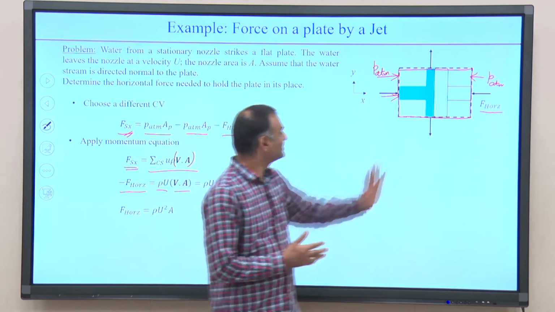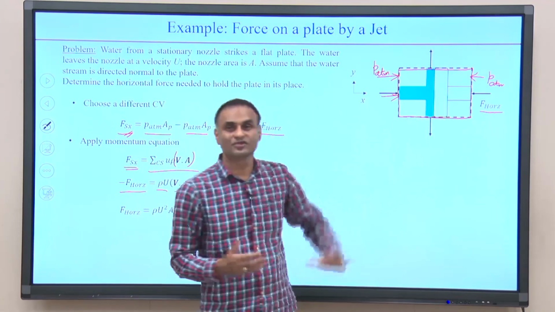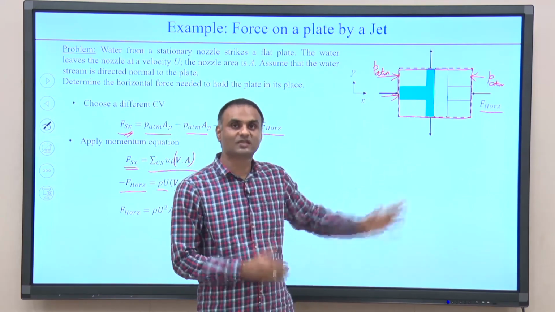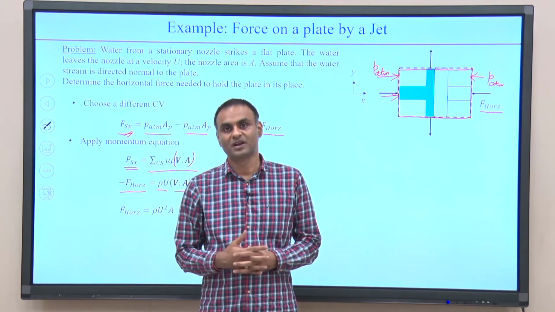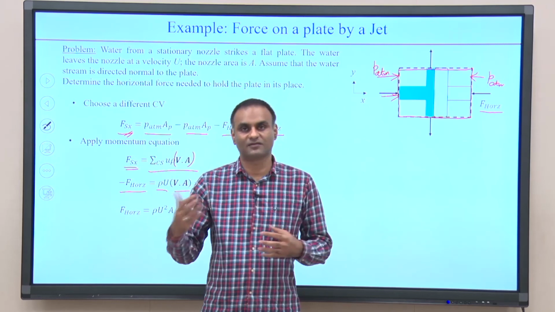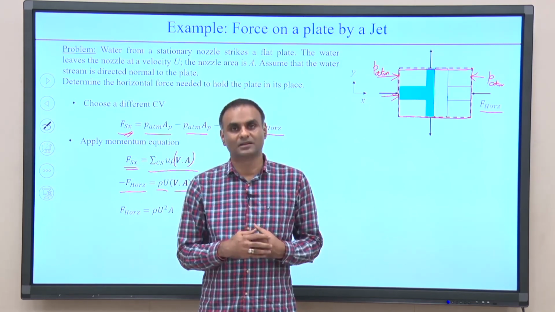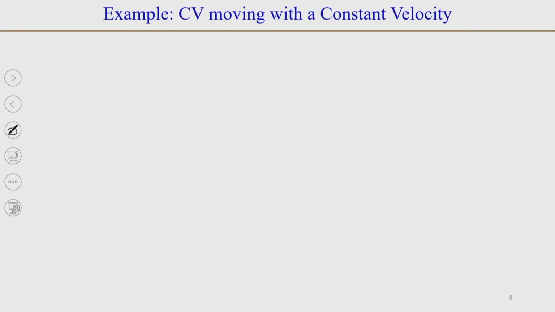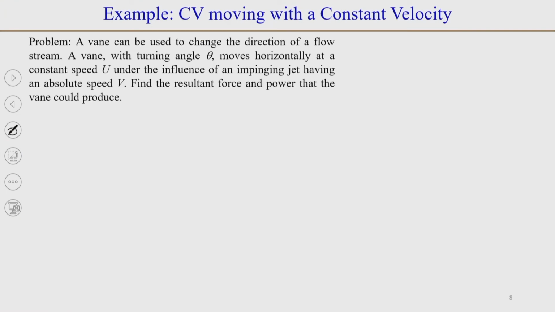However, if we had been asked what the reaction force on the plate is, then the first choice of control volume was appropriate. So, it depends on what it is that we are looking for, what the force is, what the flow rates are, that will determine the choice of control volume. Okay. So, let us look at the next problem. In this problem we will consider a case where the control volume moves with a constant velocity.